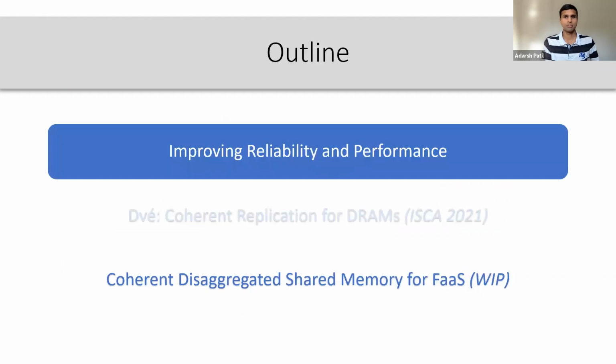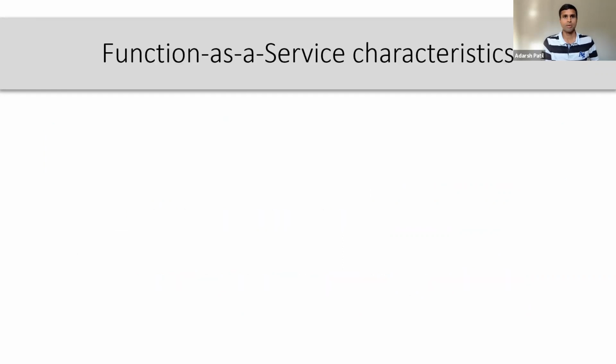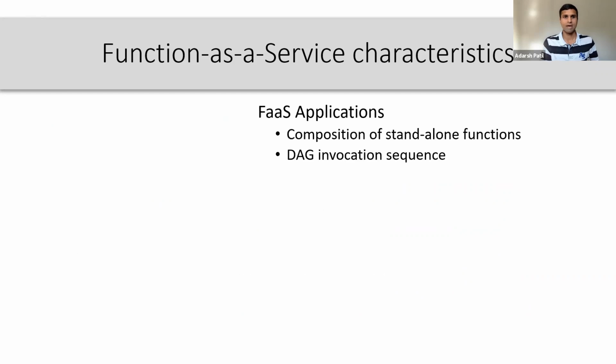For the second part of this talk, we aim to build a suitable coherence protocol that can be used to improve the reliability and performance of function-as-a-service deployments. We now examine the relevant FaaS paradigm characteristics. A FaaS application is written as a composition of modular standalone functions. The app executes as a directed acyclic graph of function invocations, and this sequence is invoked in multiple stages.